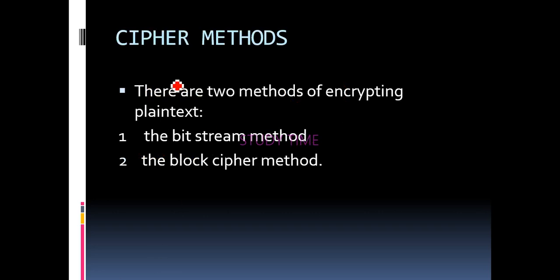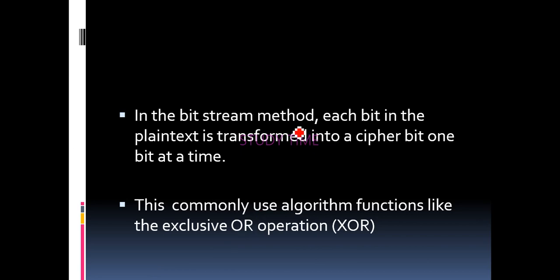Cipher methods. There are two methods of encrypting plain text. 1. The bit stream method. 2. The block cipher method. Bit stream method. In the bit stream method, each bit in the plain text is transformed into a cipher bit one bit at a time. This commonly uses algorithm functions like the exclusive OR operation, XOR.